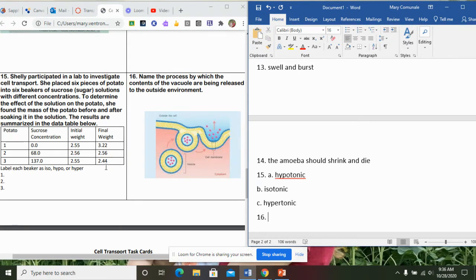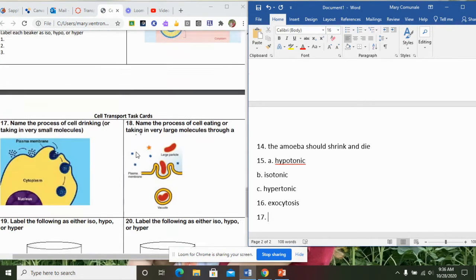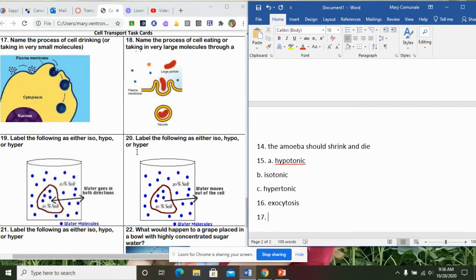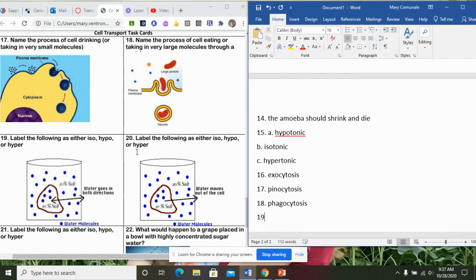Name the process by which the contents of the vacuole are being released to the outside environment. It's exocytosis. Name the process of cell drinking or taking in very small molecules. Cell drinking, pinocytosis. Name the process of cell eating or taking in very large molecules. Talked about this one a little bit in an earlier question too.